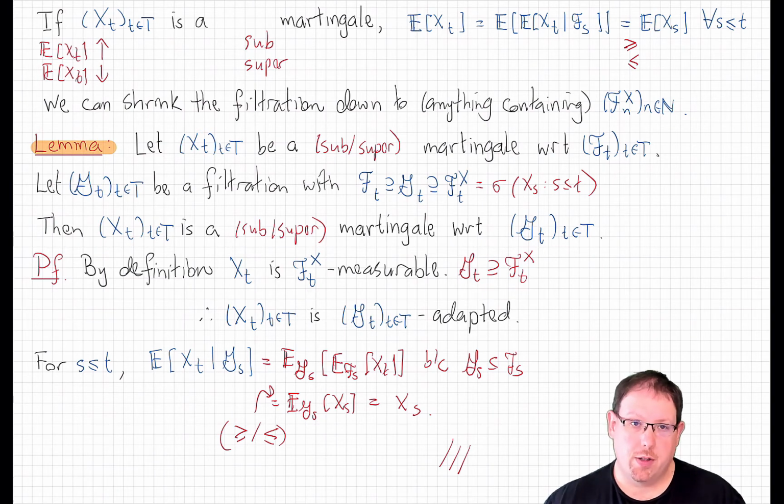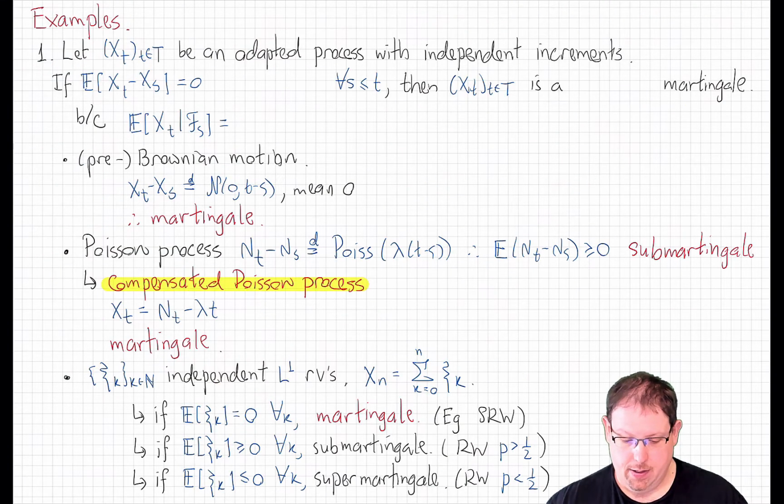Before we go further and try to prove all sorts of properties and basic theorems about martingales, let's develop a bevy of examples to test our intuition against. Let's start with independent increment processes, which were, as you might recall, the nicest kind of Markov processes. If xt has independent increments that are adapted with respect to our filtration, and if those increments are all centered, that is, they have mean zero, then xt will actually be a martingale.